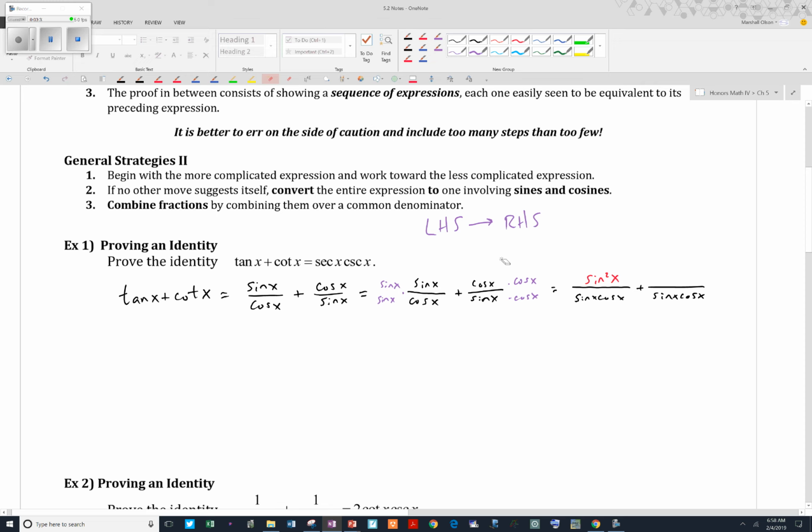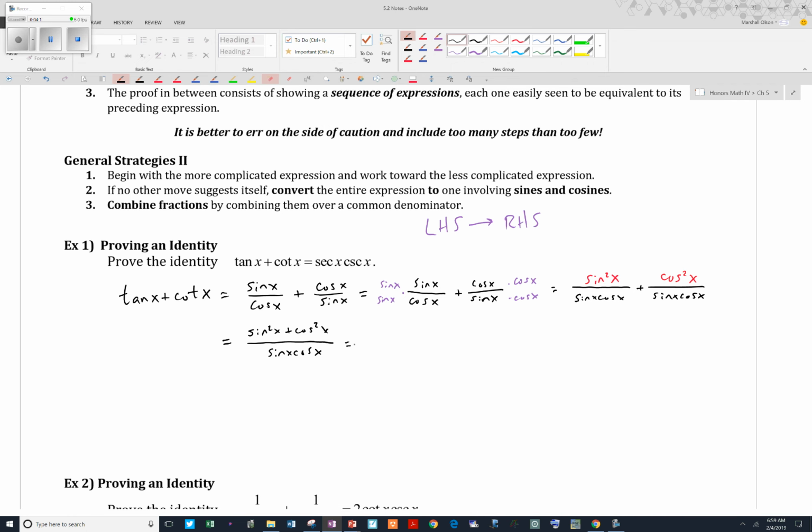And it's always a good idea, as you're working, to think ahead about what might happen. As I'm writing these, right away I recognize if I combine these in the numerator, we're going to have sine squared plus cosine squared, which is equal to 1. So I'm going to come down here and rewrite this as sine squared of x plus cosine squared of x. I'm going to add those two expressions together. That means I only have one fraction here, and it has that common denominator as its denominator. Now, again, thinking ahead, if the numerator becomes 1, I'm going to have 1 over sine times cosine.